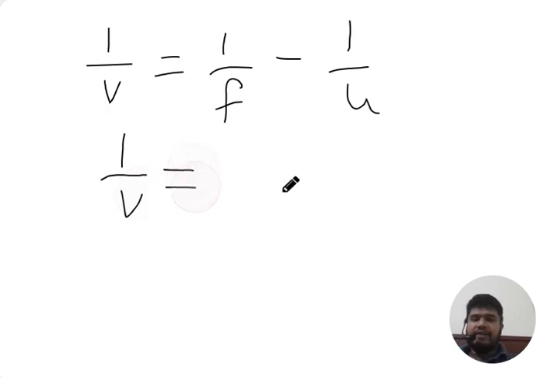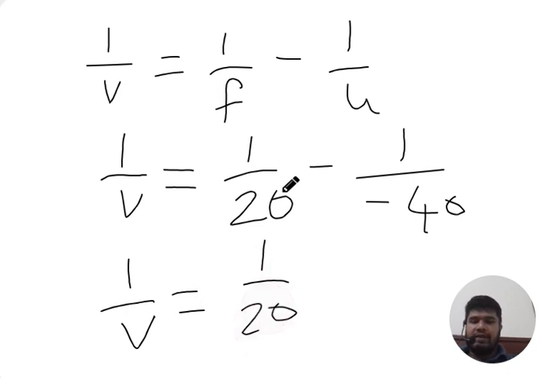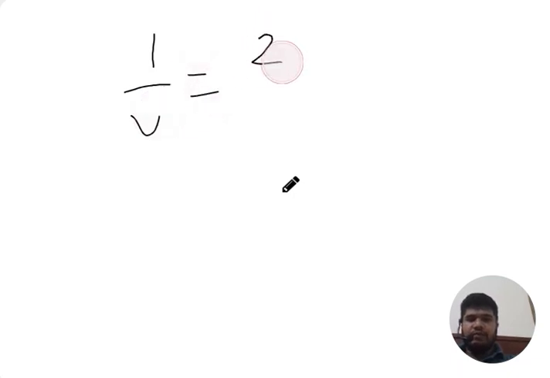1 by v is equal to 1 by 20 minus 1 by minus 40. After that, 1 by v is equal to 1 by 20, minus into minus, then it will be plus 1 by 40. Next, we can take the common denominator. 1 by v is equal to 2 by 40 plus 1 by 40.